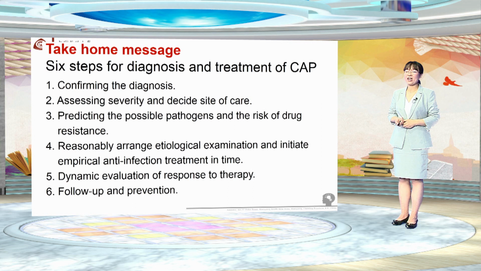At the end of the class, I hope you can take home messages of the 6 steps for diagnosis and treatment of CAP. First, confirming the diagnosis and ruling out non-infectious disease. Second, assessing severity and deciding stage of care. Third, predicting the possible pathogens and the risk of drug resistance. Fourth, reasonably arranging etiological examination and initiating empirical anti-infection treatment in time. Fifth, dynamic evaluation of response to therapy.